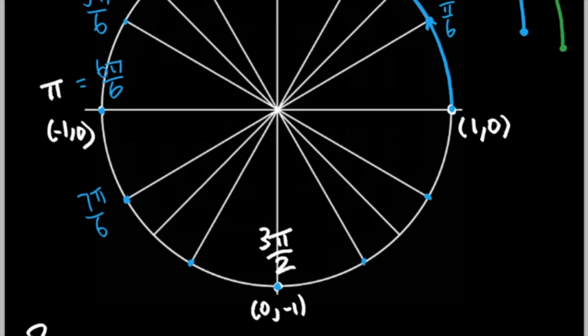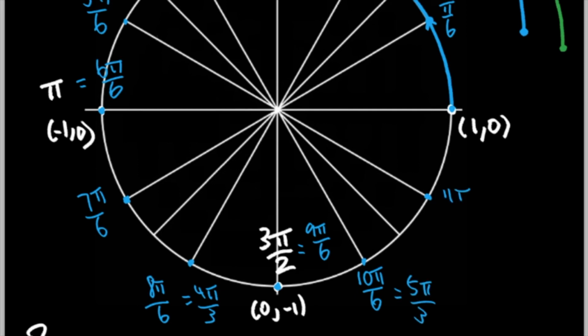Notice we're just going up by 1. So that'd be 4 pi over 3, and this is 9 pi over 6, which reduces to 3 pi over 2, and then 10 pi over 6, which reduces to 5 pi over 3, 11 pi over 6, which doesn't reduce, then 12 pi over 6, which is 2 pi.